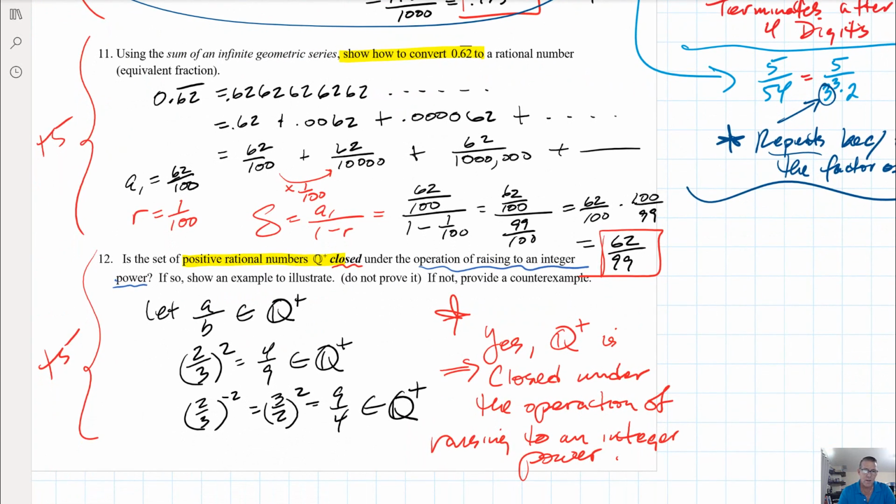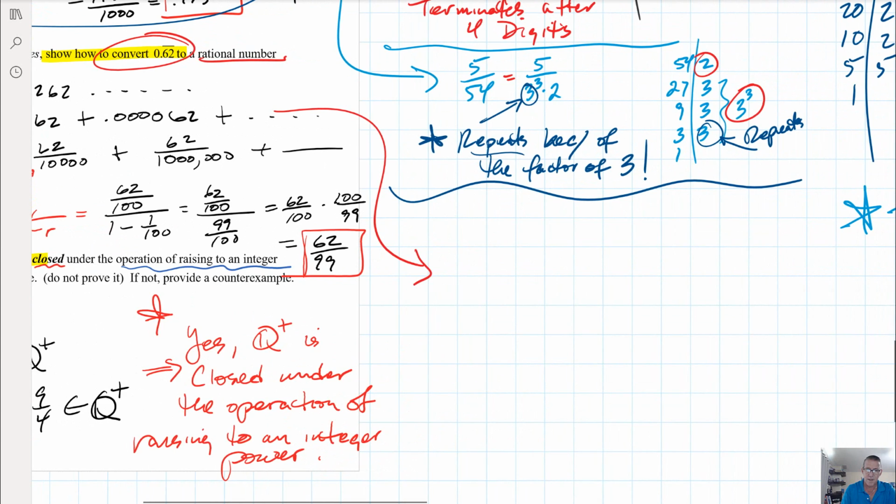So number 11. Okay, use the sum of an infinite geometric series. That's what you see right here. All right, using the sum of an infinite geometric series, convert a repeating decimal to a rational number. All right, so let's take that down here. So instead of this fraction here, let's take another fraction. All right, so let's take 0.38 repeating. So first of all, let's expand it. So 0.3838383838 and dot dot dot. This is an infinite repeating decimal.